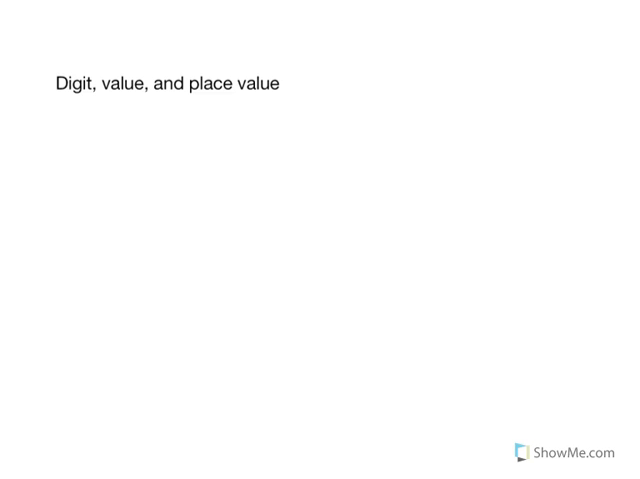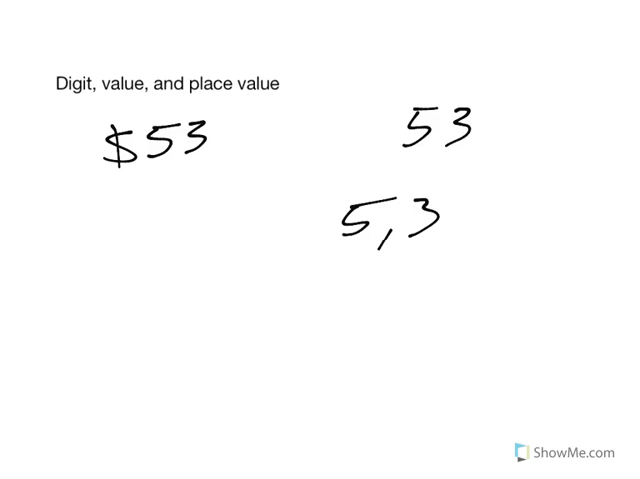This video is designed to help learn what digit, value, and place value are all about. So let me start with a money example and say you had $53. Now the digits in the number 53 are the 5 and the 3. But when you start talking about the value, you can't say you have a value 5 and a value 3, because then you'd think that this total value was 8, and that makes no sense. $53 is $53. It's not $8.